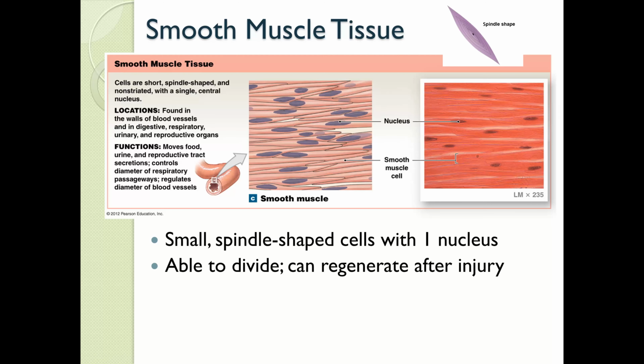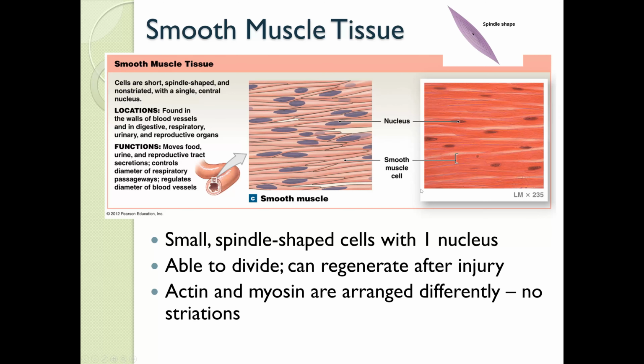Smooth muscle tissue cells can divide, and so they can regenerate after injury. So of all of your muscle tissue, this one can repair itself most easily, and it can divide to replace any lost or damaged smooth muscle tissue. Smooth muscle tissue does have actin and myosin, but they are arranged differently than in cardiac and skeletal muscle. Because of the different arrangement, we don't see the stripes or the striations. So no striations in smooth muscle tissue.